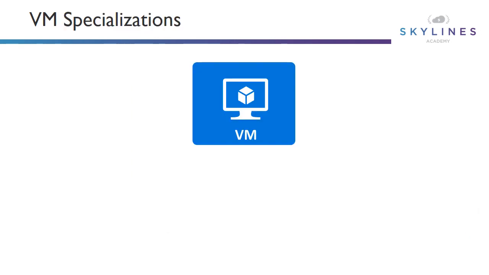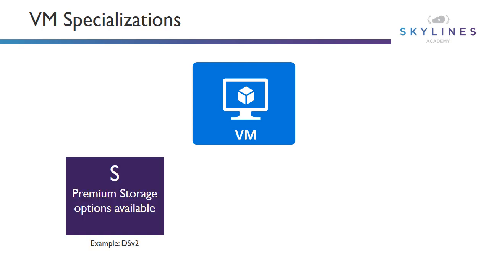And then we go into the specialization. If you've just got your head around all these types, well, now there are different specializations, and you notice this in the way the instance types are written out. For example, we've got S for premium storage. If you see D series, you'll also see a DS version. So DSv2, that's a premium storage option there.